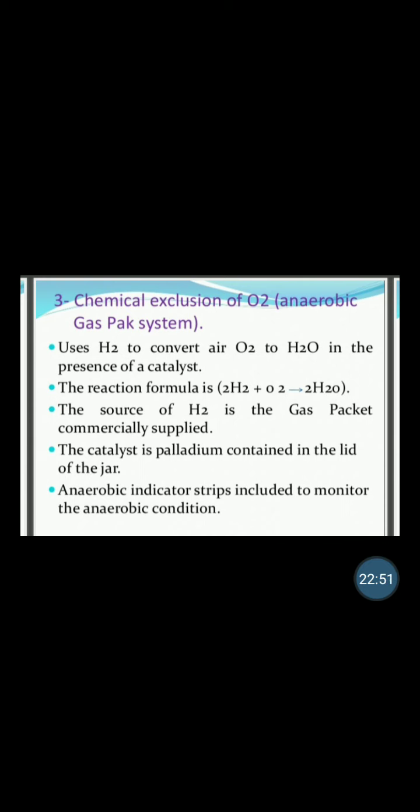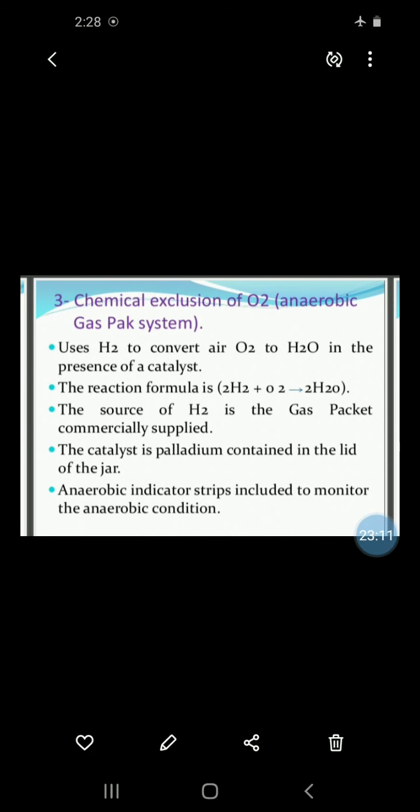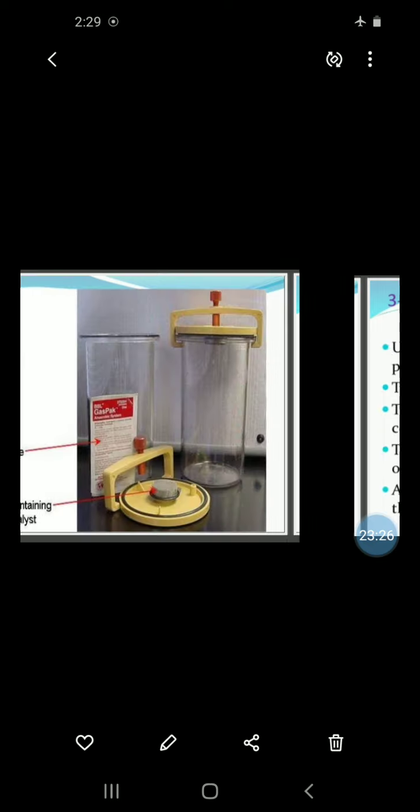In this there is use of H2 to convert the air O2 to H2O, that is oxygen to water, in the presence of a catalyst. The reaction formula is 2H2 plus O2 gives 2H2O. The source of H2 is the commercially supplied gas packet. The catalyst is palladium contained in the lid of the jar. Anaerobic indicator strips are included to monitor the anaerobic conditions.